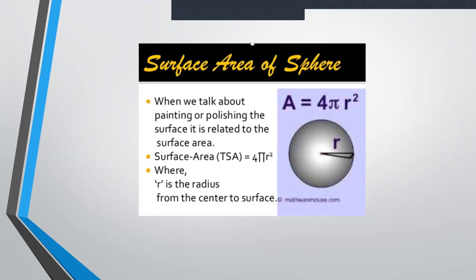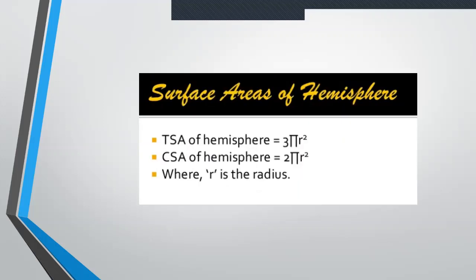Now moving ahead to the sphere. The total surface area of a sphere is 4 pi r square, where r is the radius, that's from the center of the sphere. Total surface area of a hemisphere, remember, these are things which can puzzle a person. So it is 3 pi r square. And only curved surface area of a hemisphere is 2 pi r square. Fine, done. Over.